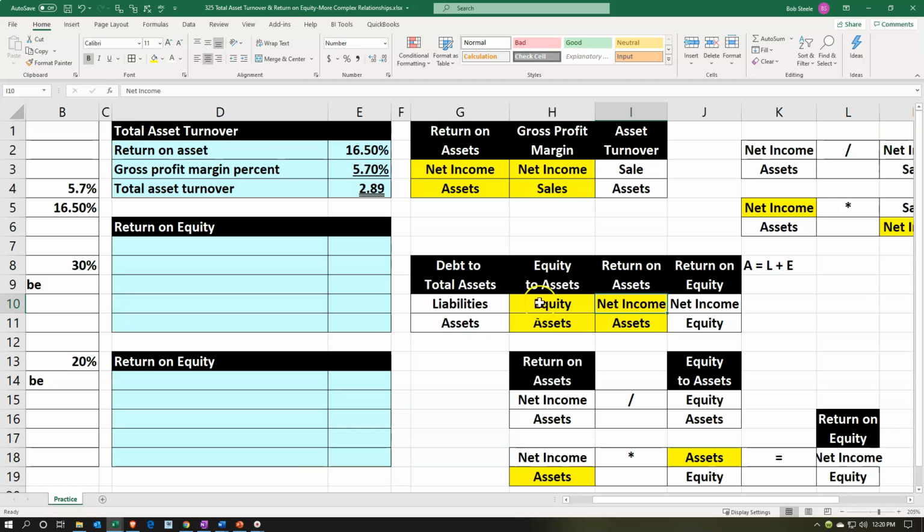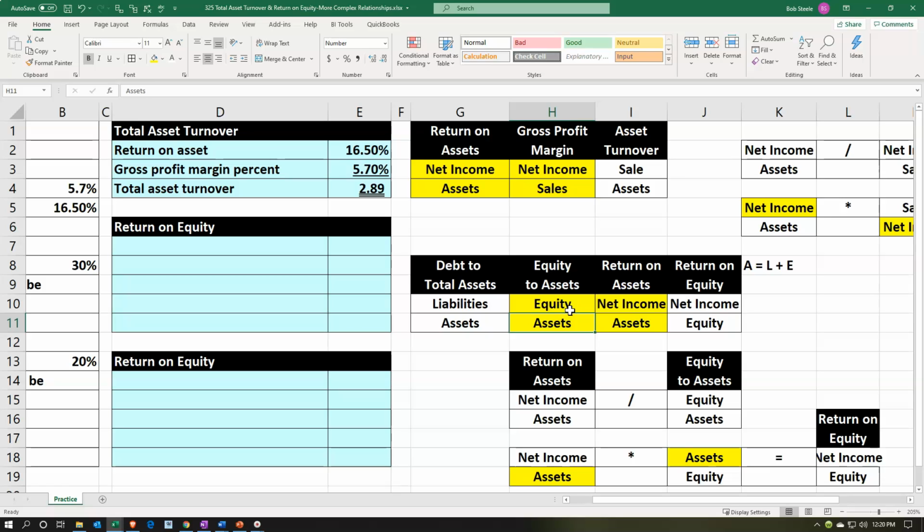So then if I look at these two, I'm going to say, all right, now I've got the equity, the net income and assets. What I would like to do is invert these two and get the equity on the bottom and cancel out the assets, right?